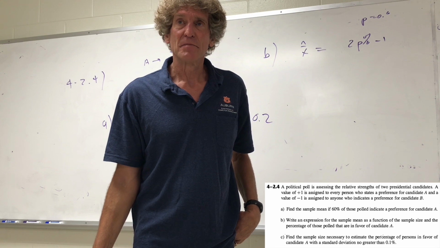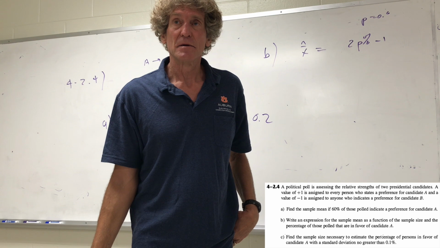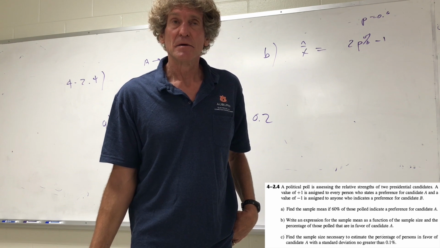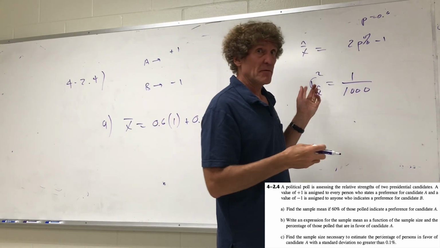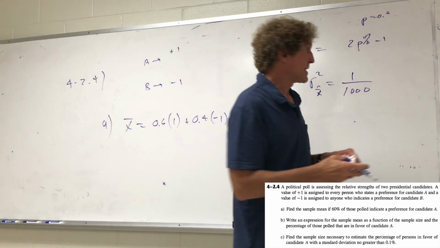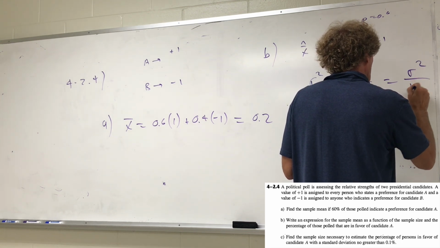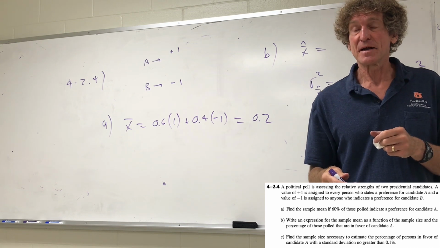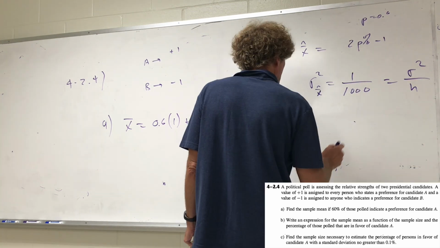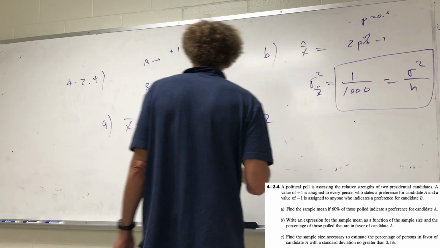This is one I was confused on. Find the sample size necessary to estimate the percentage of persons in favor of candidate A with a standard deviation no greater than 0.1%. That would be the variance. Now, if you look at that, what is that? That's sigma squared over n, right? Does he give you a sigma value? No. That we can get. So what we need to get n is sigma squared.